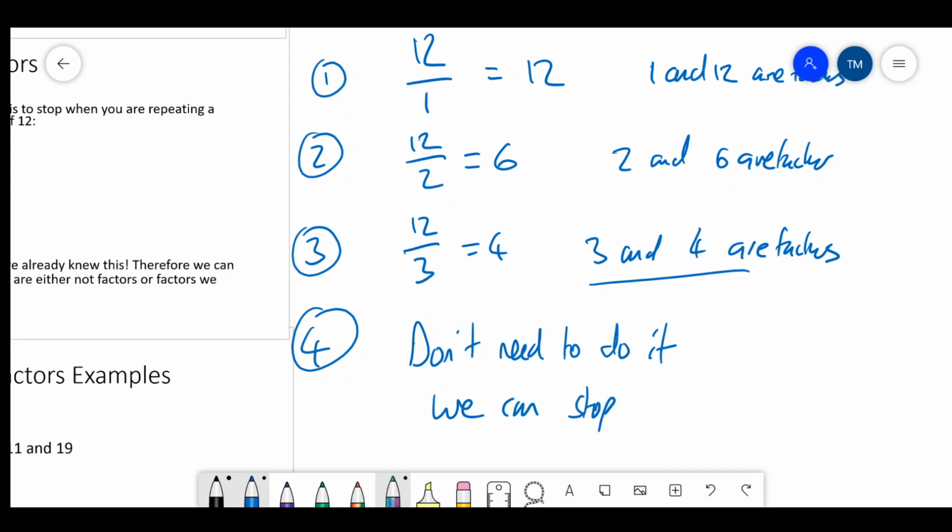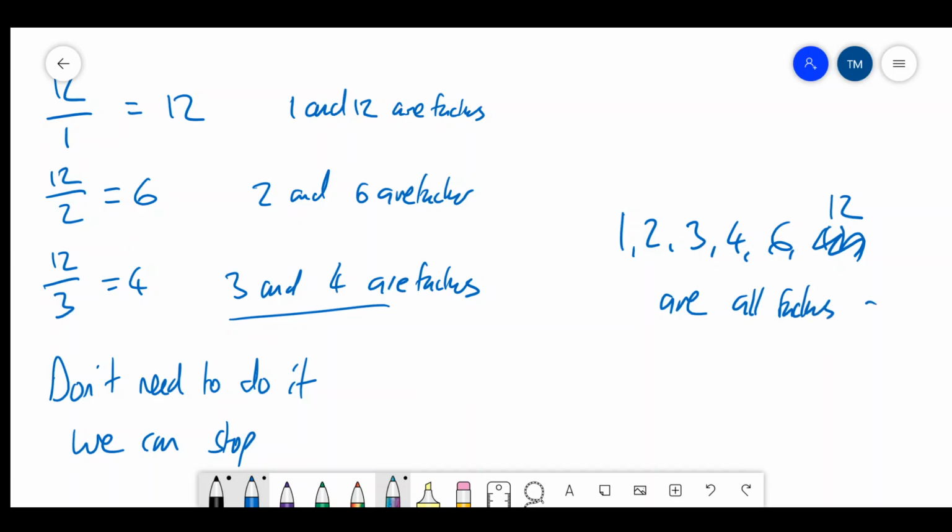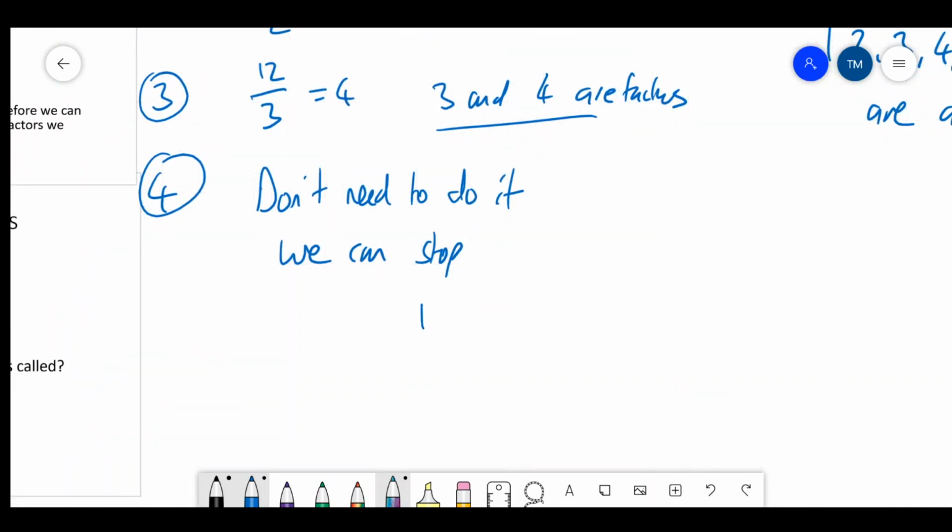So once you reach the number where you've already found a factor, you can completely stop. You don't need to find any more of the factors because you found them all. So the answer to this would be 1, 2, 3, 4, 6, and 12 are all factors of 12. And we can see if you go through, obviously 12 divided by 4 is 3, so that means 3 and 4, which we already know.